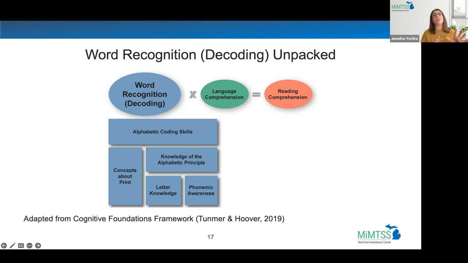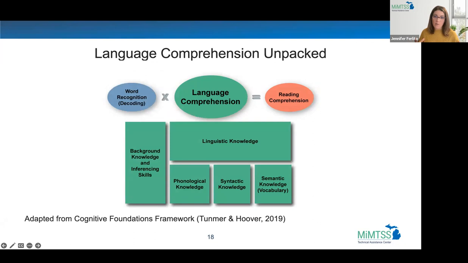Letter knowledge is the ability to recognize and manipulate letters of the alphabet, including letters in different fonts and different case. And then phonemic awareness is your ability to recognize and manipulate phonemes in spoken language. So that is our word recognition bucket. Then we can empty our language comprehension bucket, and these are all the cognitive capacities that are in this language bucket.